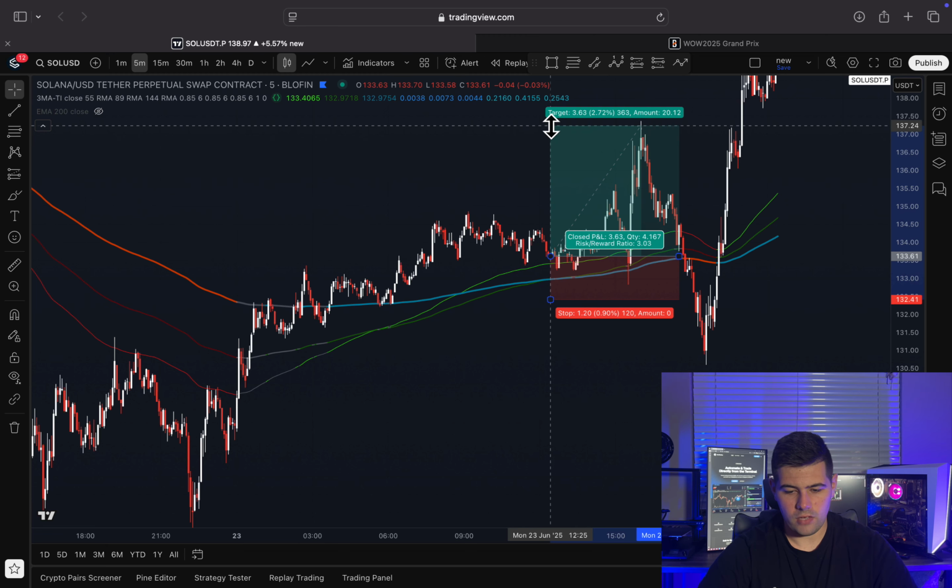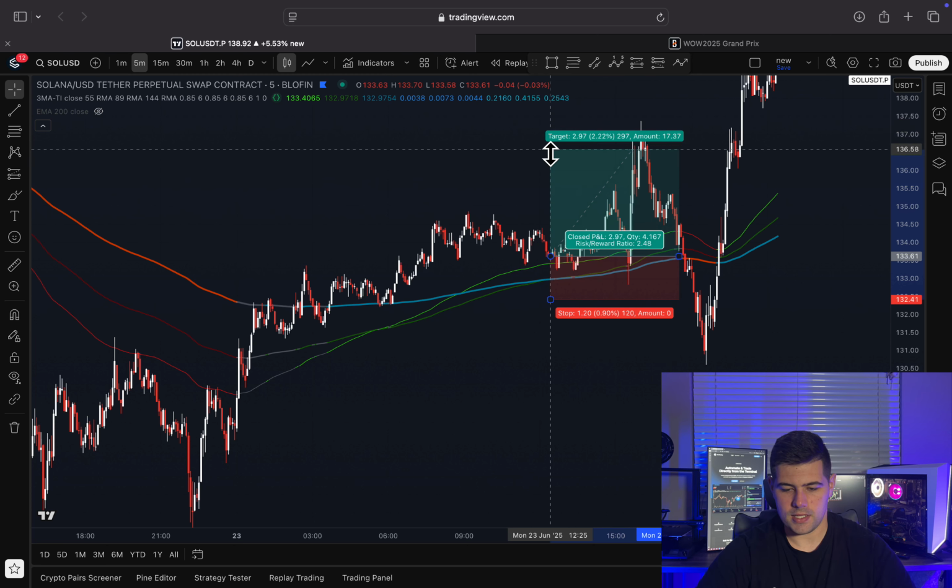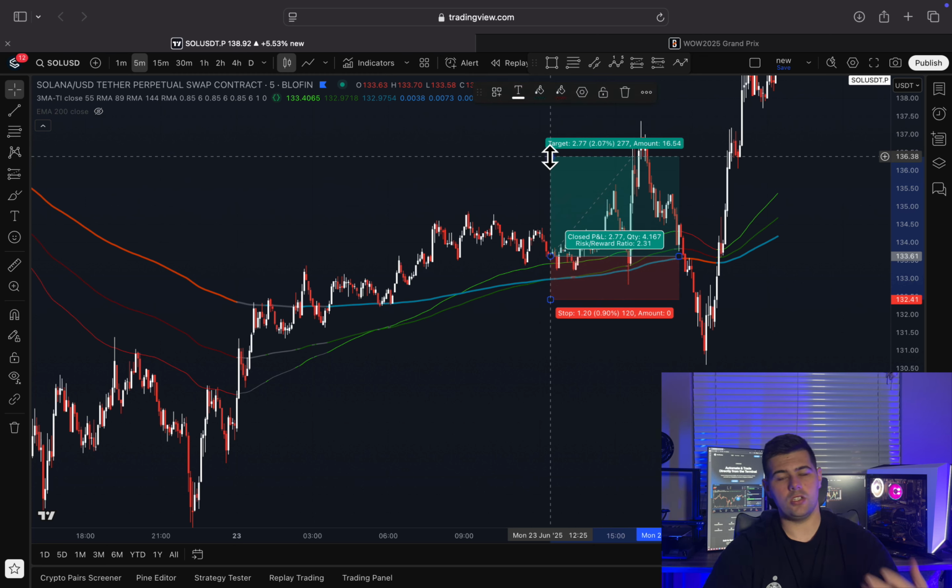Maybe I could have stayed in, as it just broke above a 3-to-1 risk reward, but I did trail my stop loss up and then I exited around here. So sometimes you need to do that, and price doesn't always just pump in your way directly. So it's good to have good risk management.